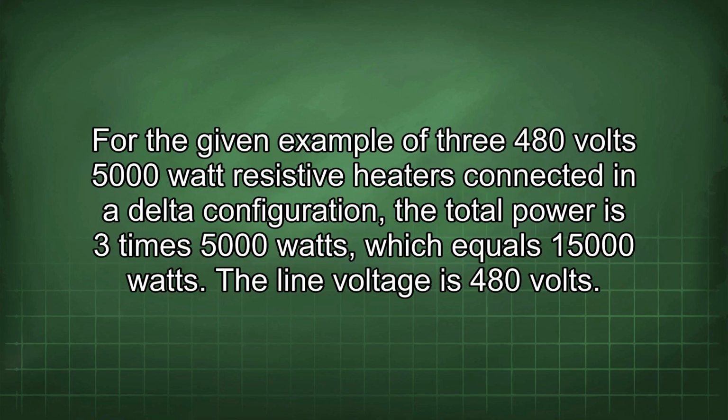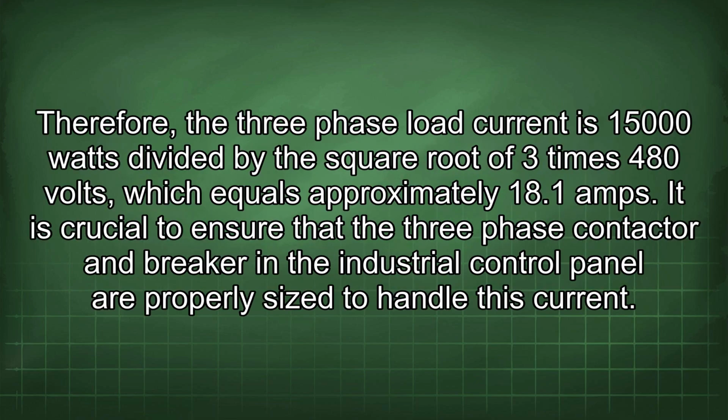For the given example of 3 480 volts 5000 watt resistive heaters connected in a delta configuration, the total power is 3 times 5000 watts, which equals 15,000 watts. The line voltage is 480 volts. Therefore, the three-phase load current is 15,000 watts divided by the square root of 3 times 480 volts, which equals approximately 18.1 amps. It is crucial to ensure that the three-phase contactor and breaker in the industrial control panel are properly sized to handle this current.